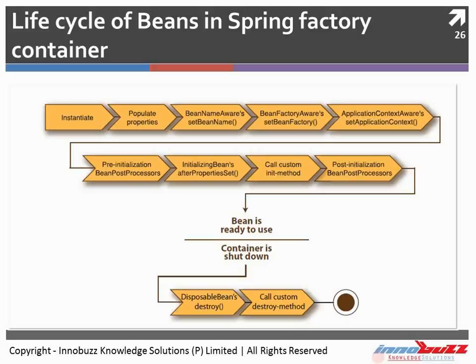And also there is post-initialization. If there are bean post processors, Spring calls the postProcessAfterInitialization method. And finally, the bean will be ready to use. And once the bean is used, there will be a DisposableBean interface implementation which will call the destroy method. And if no interface is implemented, you can also have a custom destroy method within your bean class. And this is the complete life cycle of beans in the Spring factory container.